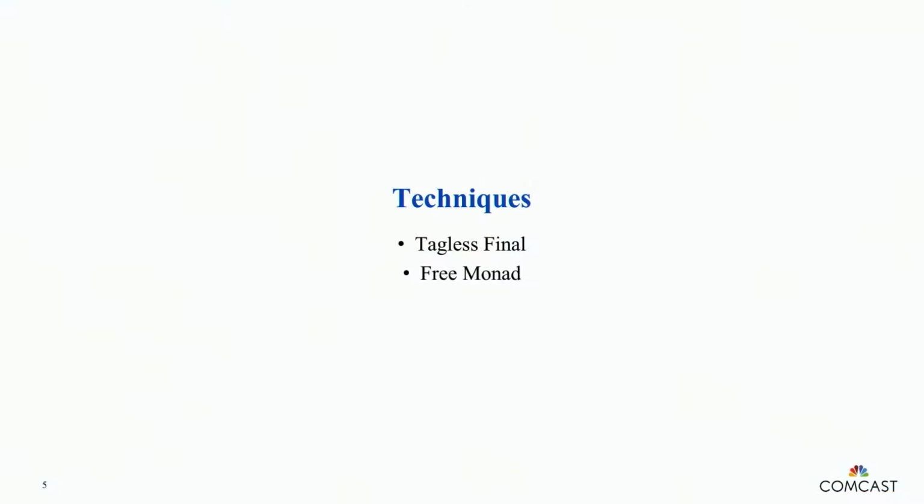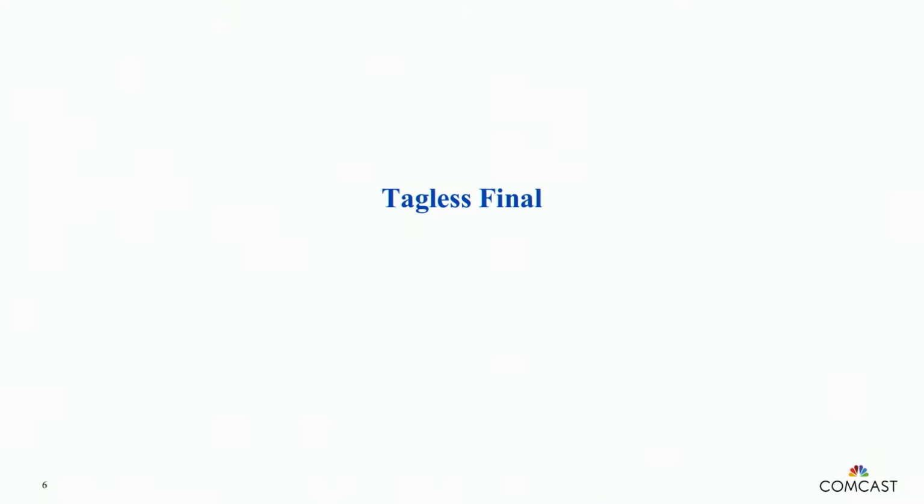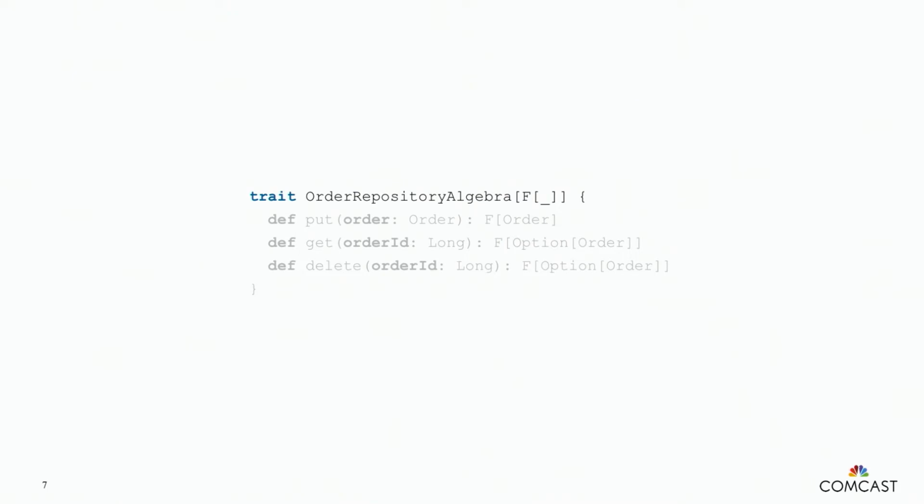So there's two techniques that I'll talk about today around this in functional programming, Tagless Final and the Free Monad. And we're going to start with Tagless Final. So Tagless Final, to work with that, we're going to declare a trait, and we're going to abstract out the effect type. I know Rob talked yesterday about calling these things effects, so we're going to abstract out our effect. And then we're going to write our operations.